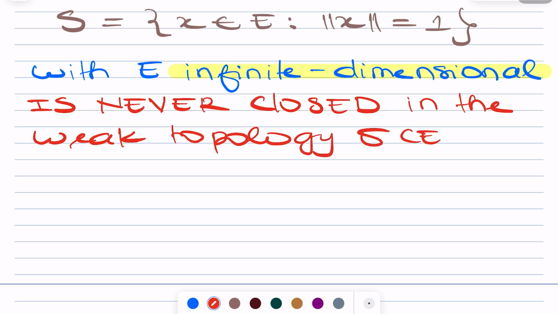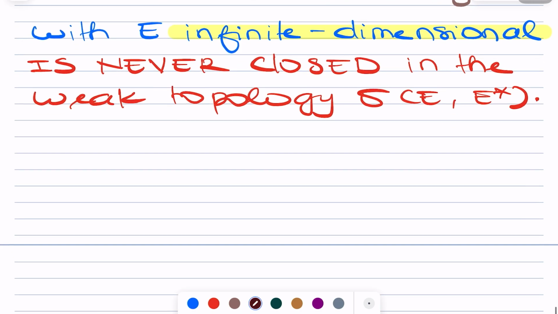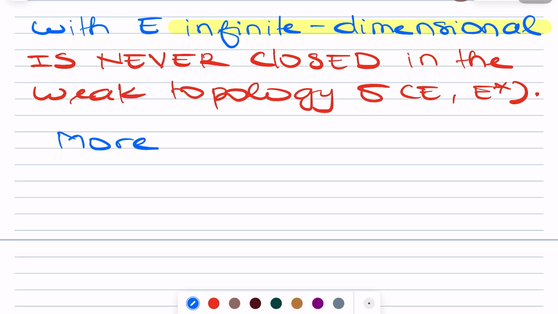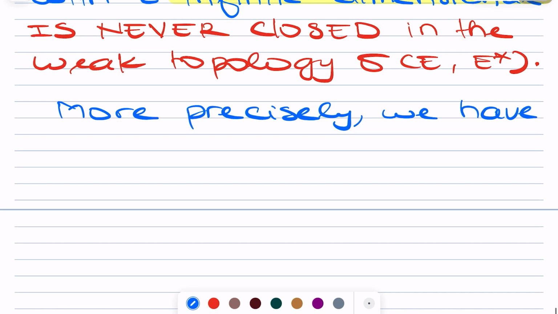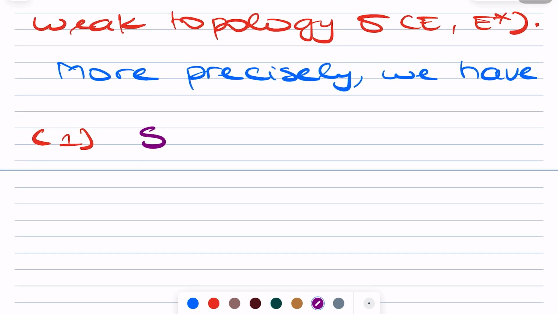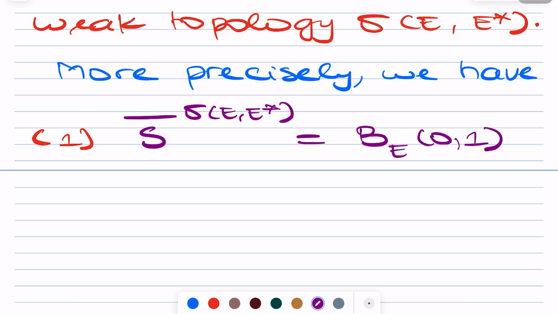More precisely, we have, call it (1) because we are going to prove it, the closure of the unit sphere in the weak topology sigma(E, E star) is actually the closed ball. For this case, this is the closed unit ball.